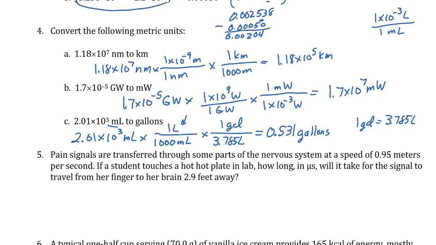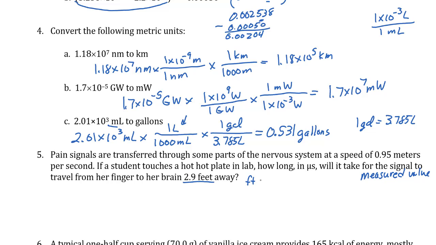The next problem is one of the dreaded word problems. I have several tips for word problems, one of which is to always look for a measured value that's not a ratio if you can find one to use in the problem. So if we look at these, there's a ratio of 0.95 meters per second, but then there's a measured value of 2.9 feet. So starting with the 2.9 feet might be the best way to go.